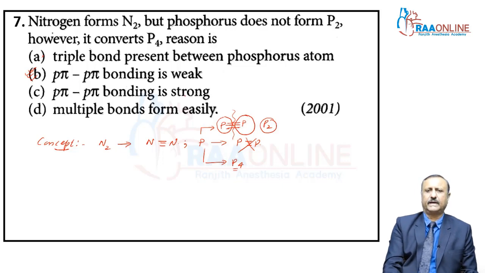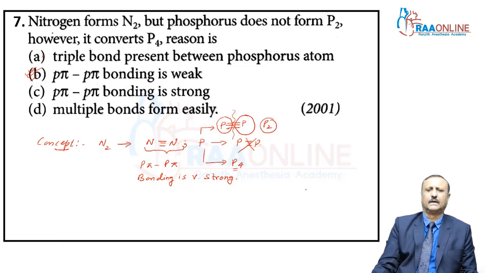When this bonding is strong, my dear students, then the molecule is formed. So it means P-pi bonding is strong in the N2 molecule. You can see here N2, P-pi bonding is very strong. Do multiple bonds form easily? Not. The answer is B. Here P-pi bonding is very strong in N2.